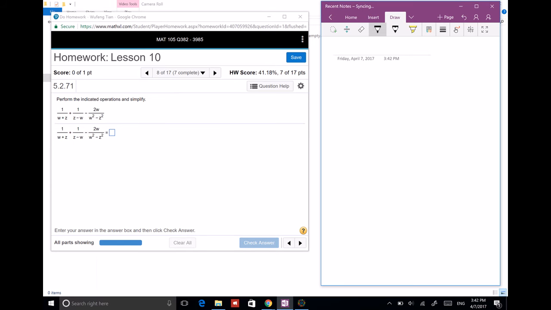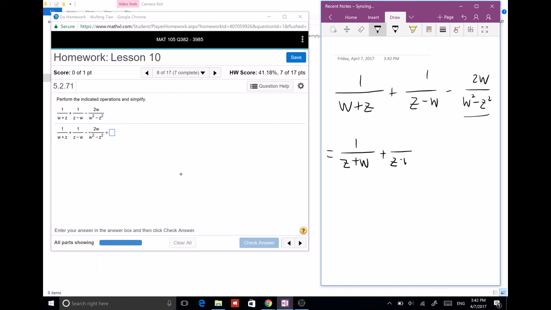Alright, so perform the indicated operation, simplify. The first one is w plus z over 1 minus z, plus z minus w over 1 minus w squared, minus z squared over 2w. So first we can factor this one. If we add fractions, we need a common denominator, right? So the first one is w plus z. We'll just change it to z plus w.